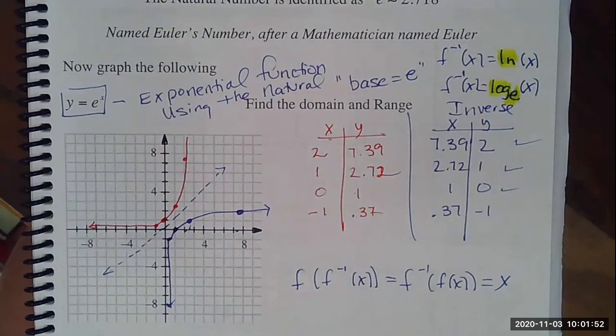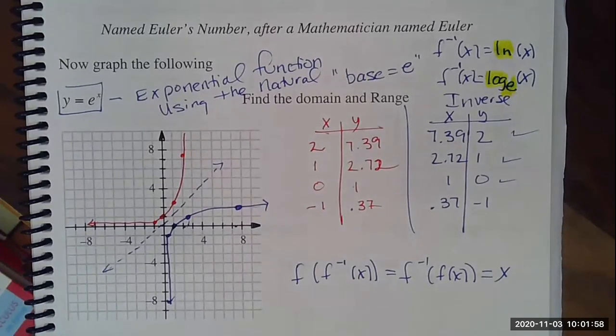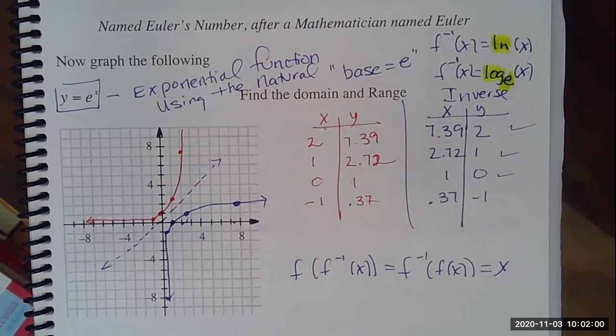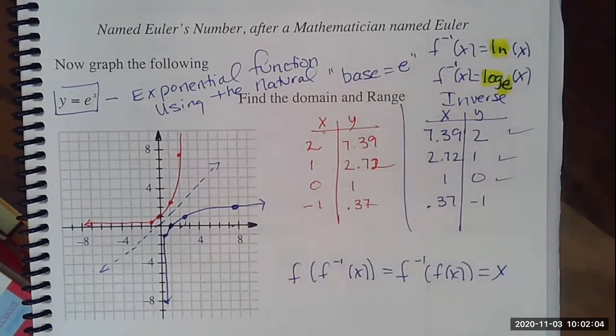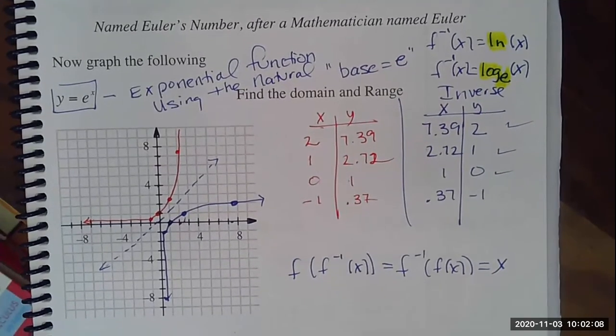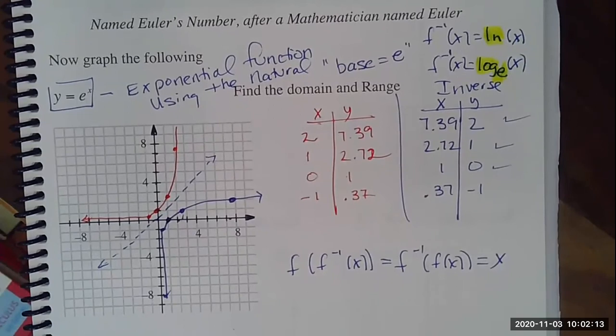Some students get the notation all mixed up. I understand, it's easy to do. They think right here it's an ln base e. They think it's ln base e. No, it's log base e, log base e.